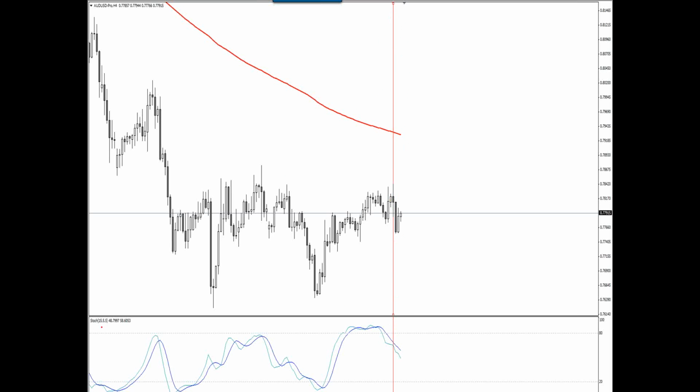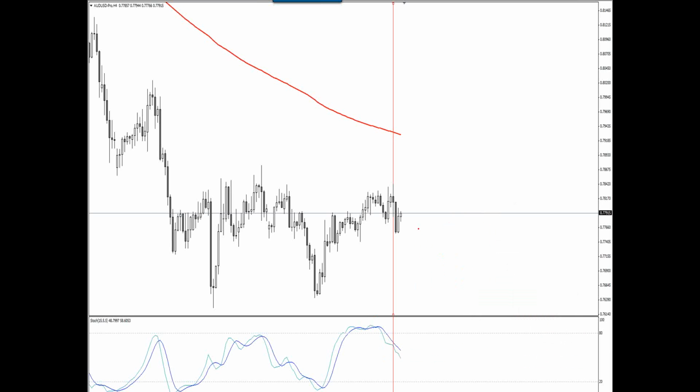Why? Because stochastics are showing you nice two exact lines which are heading down from the top towards the bottom, and they're still above 50. It's preferable. It's not obligatory, but it's preferable. And look at this, they're pretty much diverged. They're not close, they're diverged. So they give you the momentum. They look like this. So momentum is to the downside.